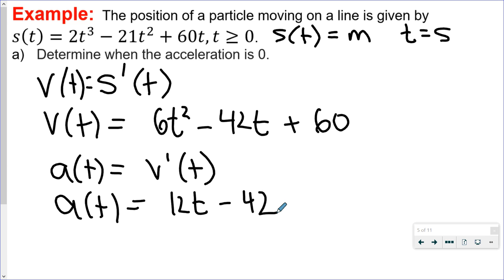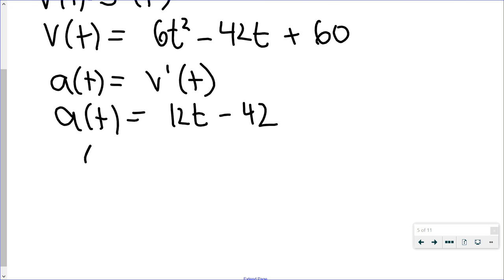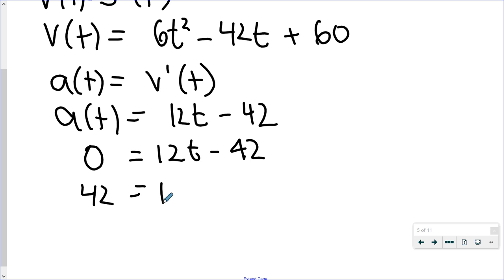And I want to determine when the acceleration is 0. So basically, I take my acceleration and I set it to 0. So 0 equals 12t minus 42. So I will add 42 to both sides and then divide both sides by 12. So 42 divided by 12 is 3.5 seconds. So at 3.5 seconds, the acceleration is 0, which means I'm going at a constant velocity.